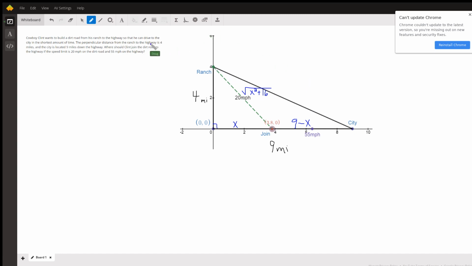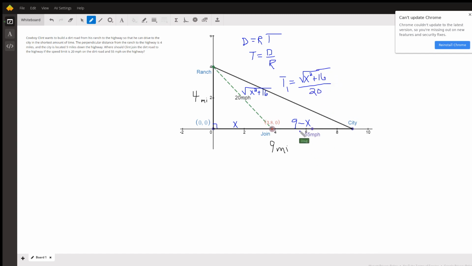The question is, what are expressions for time? So remember, distance equals rate times time. So time is equal to distance divided by rate. So for this green dashed line, or the length of the dirt road, the time he spends on that dirt road, I'll call it t sub 1, is equal to the distance divided by the rate, 20 miles per hour.